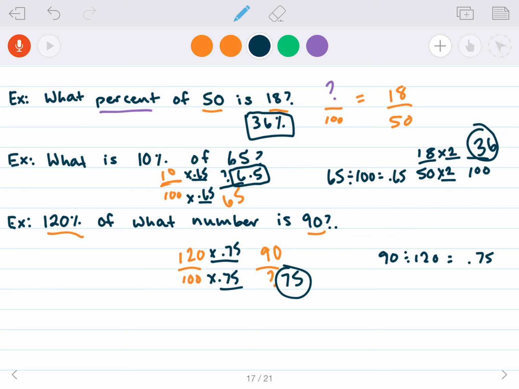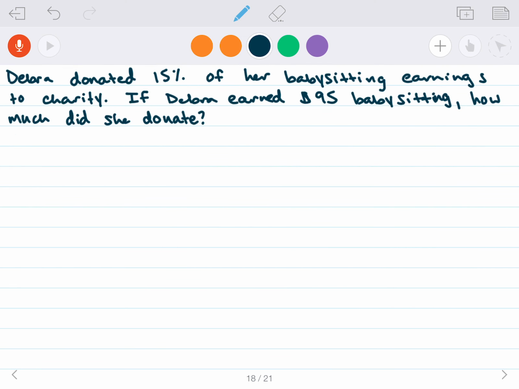All right. Let's try some word problems. So Deborah donated 15% of her babysitting earnings to charity. If Deborah earned $95 in babysitting, how much did she donate? Okay, so let's start this off with percent out of 100 equals part out of whole. And we need to figure out what our part, our whole, and our percent is. So since we're donating 15% of the earnings to charity, that's going to be our percent. So we can replace the percent sign with 15.